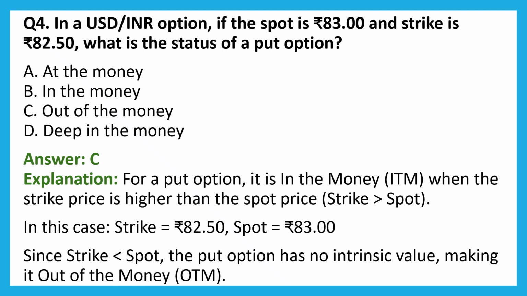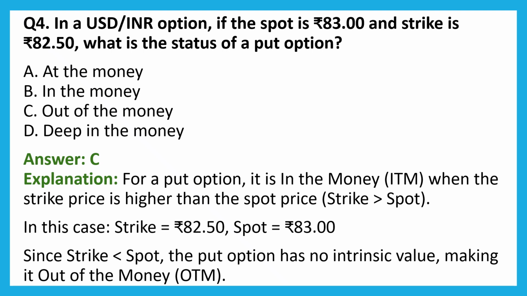For a put option, it is in the money when the strike price is higher than the spot price. In this case, strike equal to 82.50, spot equal to 83. So, strike less than spot. The put option has no intrinsic value, making it OTM.